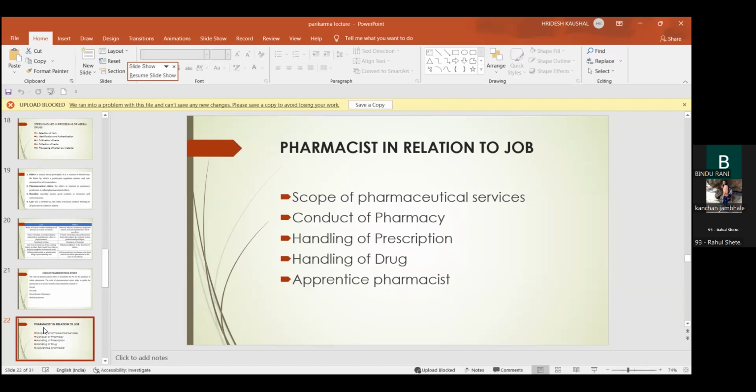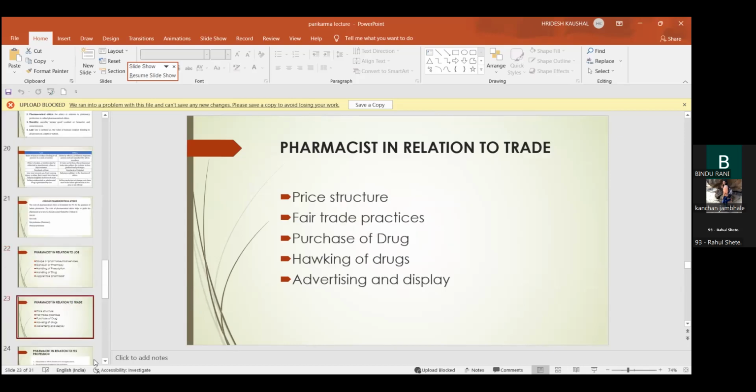the ethics. While handling the drugs, in the medical store, we have to store the different categories of preparations properly. We have to properly provide the temperature conditions. Whatever is mentioned in the standard books, we have to follow while following the code of ethics. Then in relation to our trade, we have to give fair trade practices.